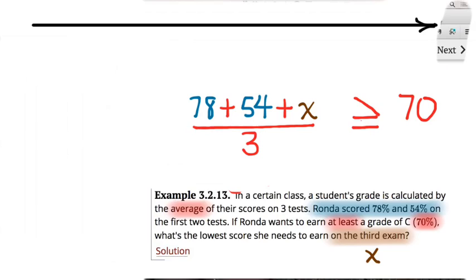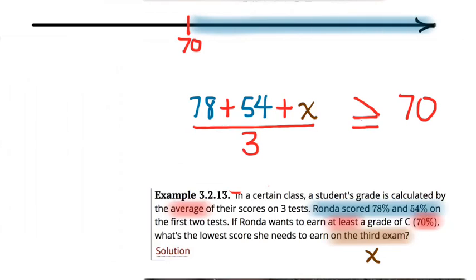Maybe we'll forget that's there for a minute, and just think of this as the number line. And there's a number 70 on that number line. Let's put it right here, for example. And what this inequality is telling us is that the course average, the value of this expression, 78 plus 54 plus x all over 3, the value of that average needs to be up here somewhere. Right?